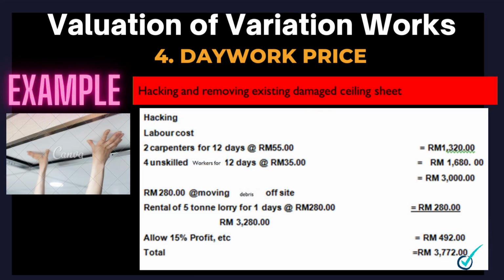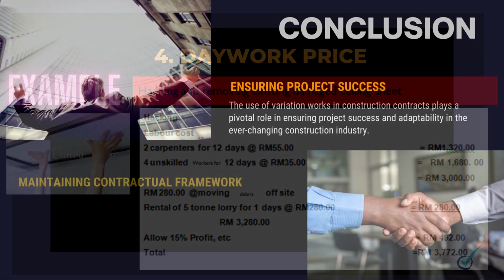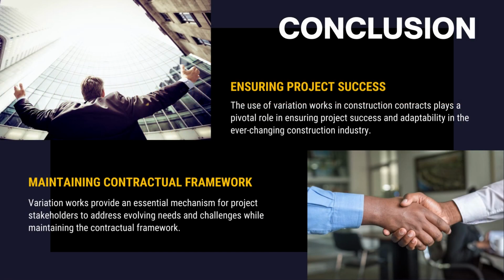As for the example for the application of day work price, it can be seen in this variation work, particularly on hacking and removing existing damaged ceiling sheet. The calculation shows the cost incurred, namely labor cost for hiring carpenters and unskilled workers for hacking and the rental of lorry for removing debris off-site. The total cost of labor and rental of lorry are then added with 15% profit allowance, which makes up a total of 3,772 ringgit.